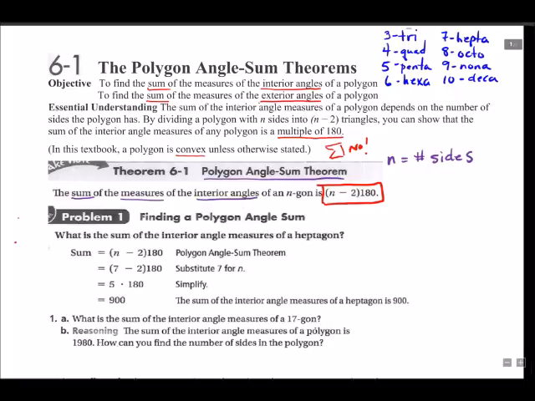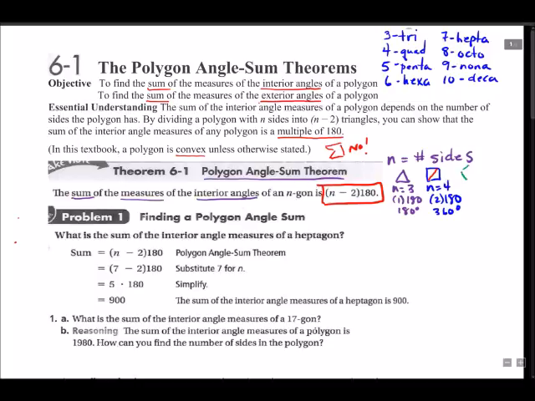And let's take a look at why this is true. Let's first take a look at our triangle. How many sides does a triangle have? Triangle has 3 sides. So what's 3 minus 2 is just 1 times 180. So a triangle is 180 degrees. We know that, triangle angle sum theorem. What about a square or a quadrilateral? Doesn't have to be a square. N is 4. So what's 4 minus 2? 2. So that's 2 times 180. So that's 360 degrees. We know that. How do we know that? Because a square is 2 triangles.